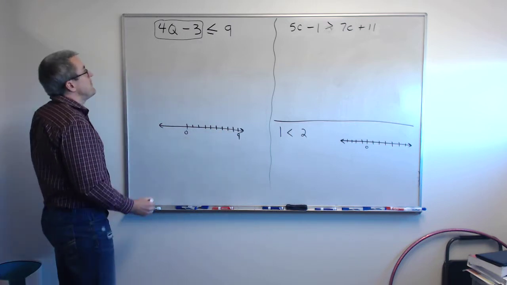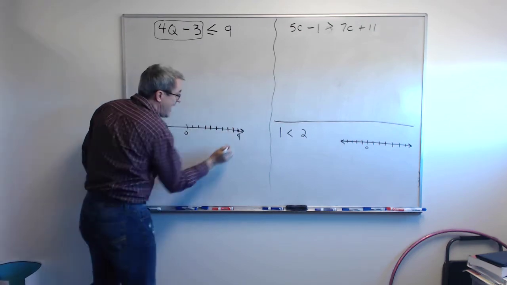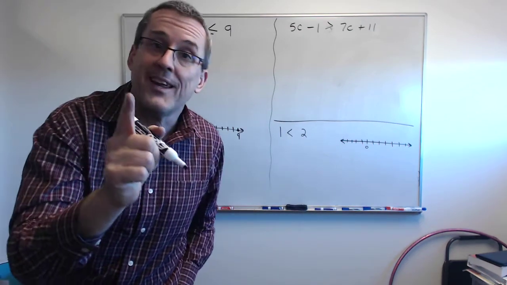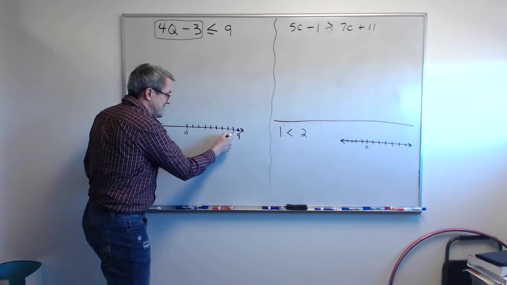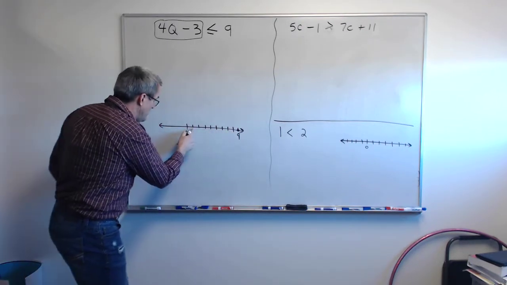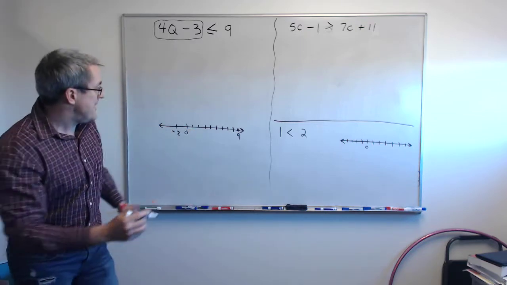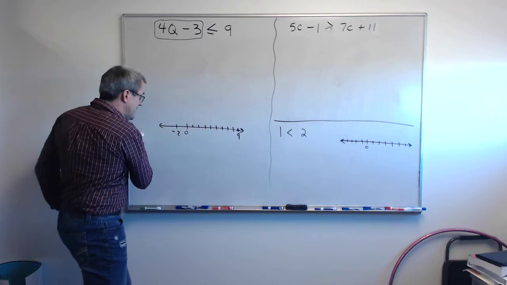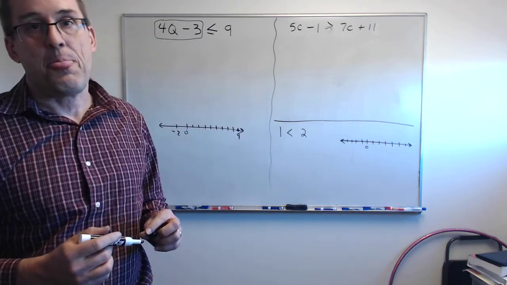There's 9 over there. There are lots of numbers that are less than or equal to 9. 9 is less than or equal to 9. It's equal to. But 8 is less than or equal to 9. 7 is less than or equal to 9. 1 is less than or equal to 9. Negative 2 is less than or equal to 9. In fact, anything over here to the left of 9 is less than or equal to 9.